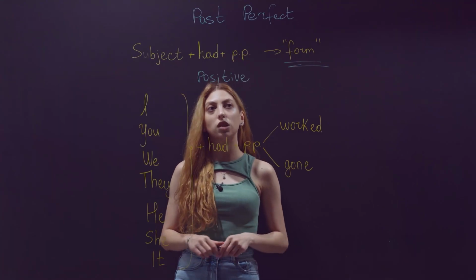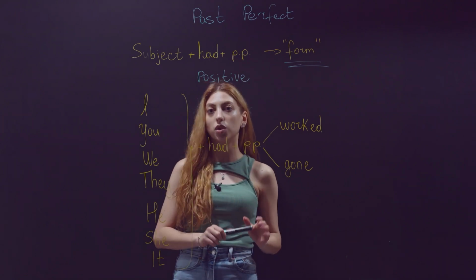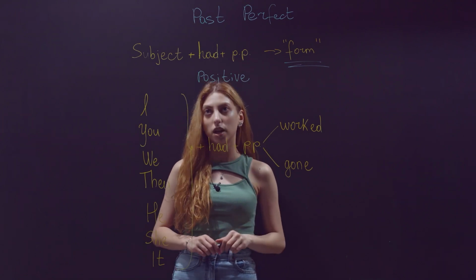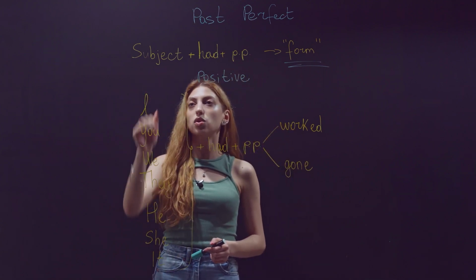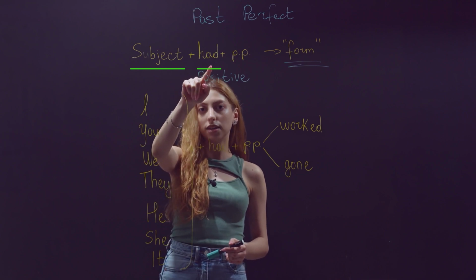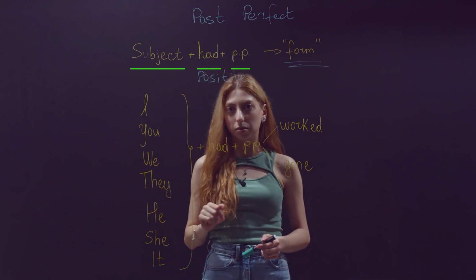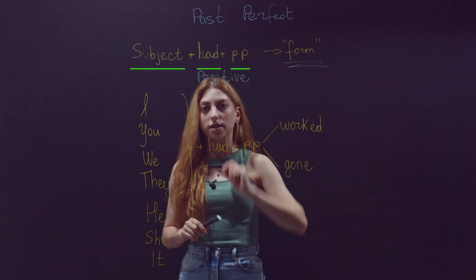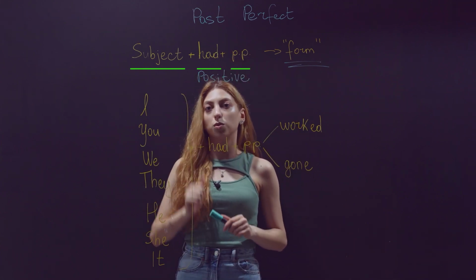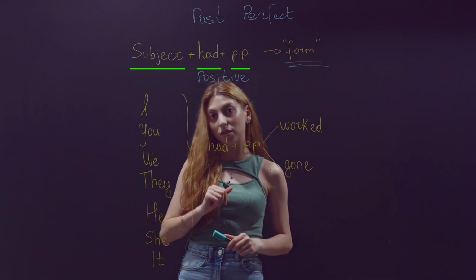First of all, as usual, let's concentrate on the structure or the form of past perfect tense. Let's do it. Well, guys, here's the structure, the positive structure of past perfect tense. Let's pay attention. This is the form: subject plus had plus past participle. And this is the form. Let's see what past participle is. I'm sure you will remember it from our previous lesson.